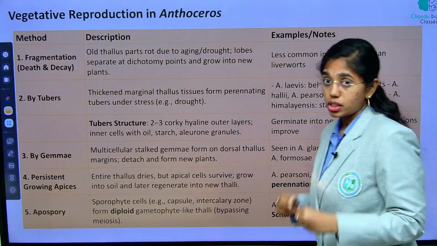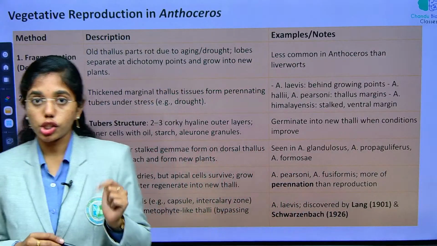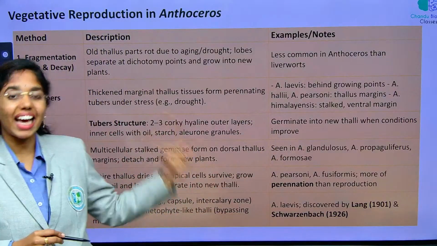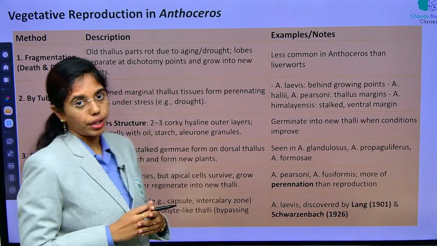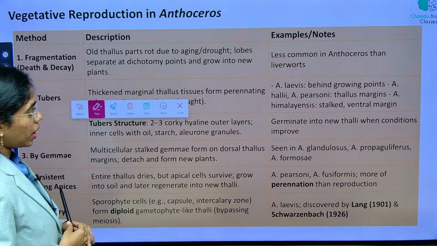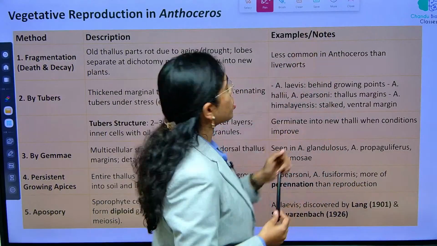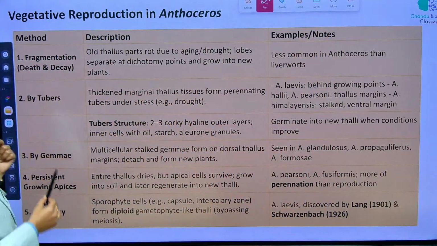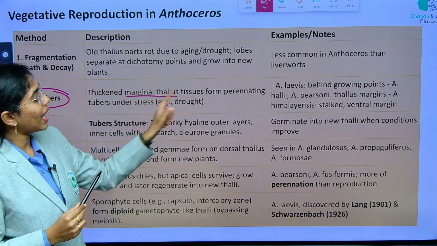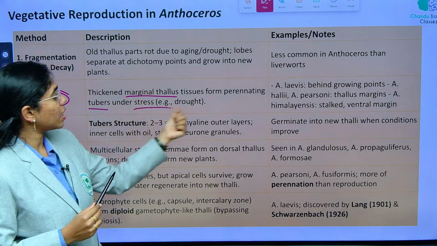Now look at this table carefully. What are the different modes of vegetative reproduction in Anthoceros? In which type of species, what type of vegetative reproduction is operated? Look here carefully. First is fragmentation. Fragmentation is the most common mode of vegetative reproduction. Second is by tubers. Thickened marginal thallus tissues form perennating tubers under stressful conditions.